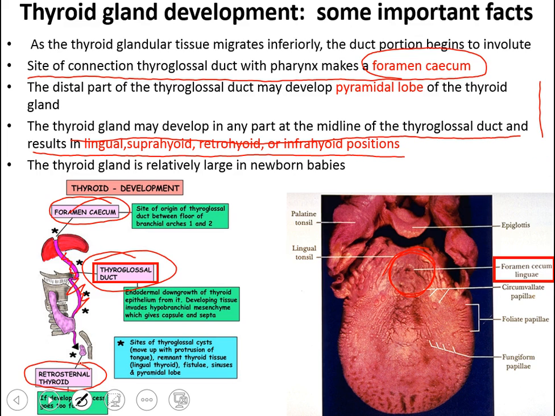And last remark regarding the gland development. Thyroid gland is relatively large in newborn babies, with a long narrow isthmus connecting two lobes, and becomes half of adult size at 2 years of age. Let's go to the next slide.